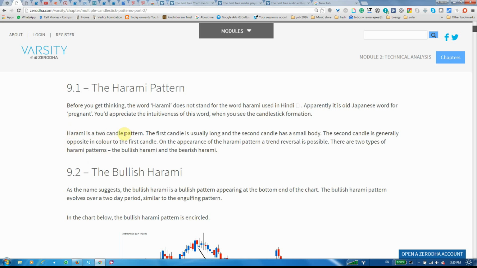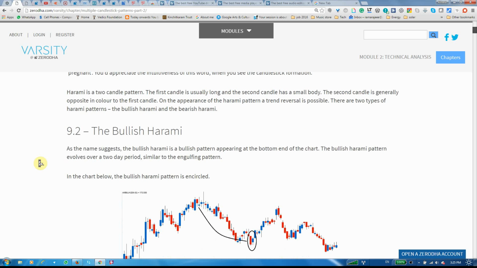You'd appreciate the intuitiveness of this word when you see the candlestick formation. Harami is a 2-candle pattern. The first candle is usually long and the second candle has a small body. The second candle is generally opposite in color to the first candle. On the appearance of the harami pattern, a trend reversal is possible. There are 2 types of harami patterns, the bullish harami and the bearish harami.